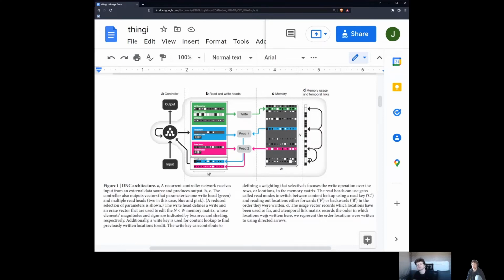Basically, they're accessing the whole memory together, and so it outputs a matrix based on the last time steps and the current time step. They do the accessing in different ways.